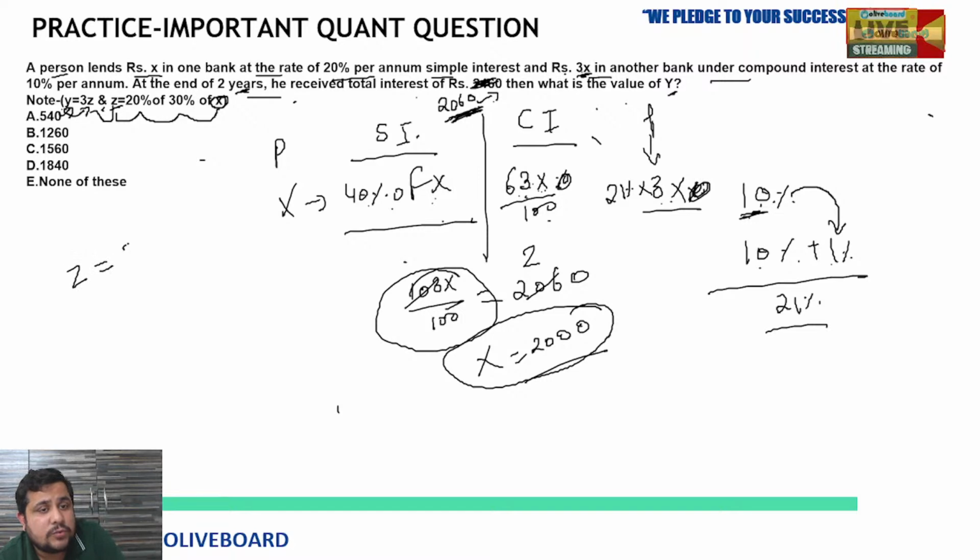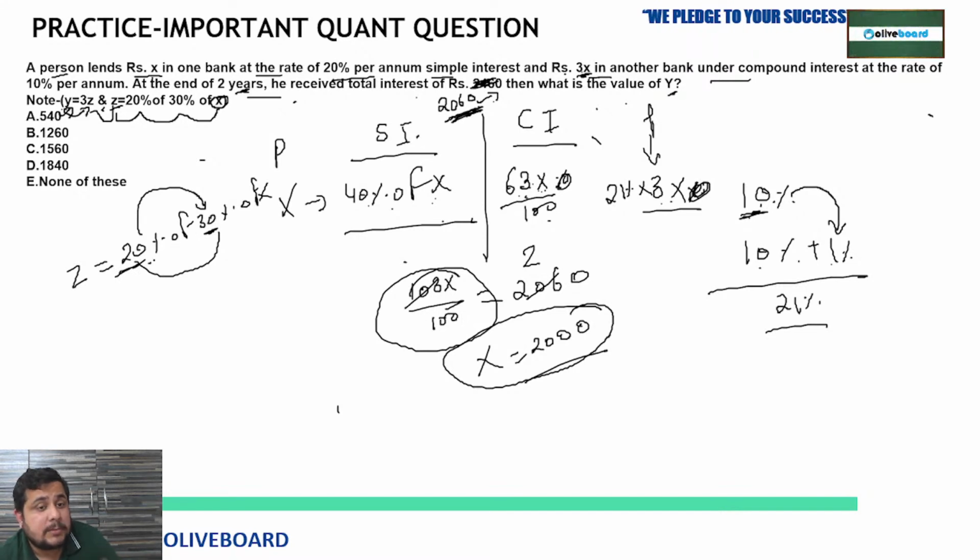Z is equal to what? 20% of 30% of x. 20% of 30% means what? So 20% of 30 will be what? So 10% is 3, and 20% would be just double of 3, means 6. So 6 overall, it is what? 6% of x when we will normalize it. So x is what? 2000.